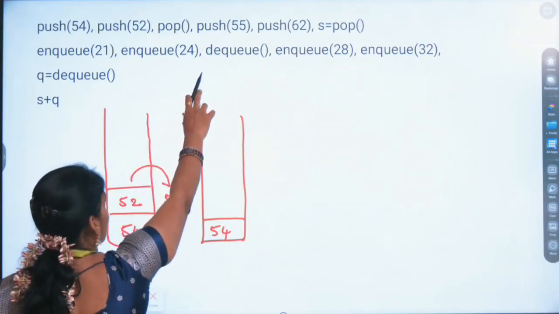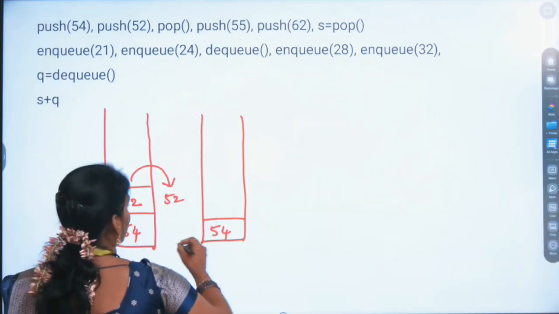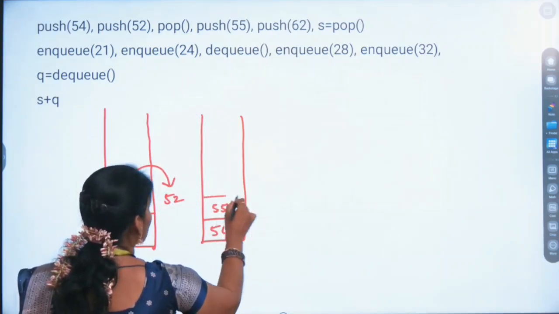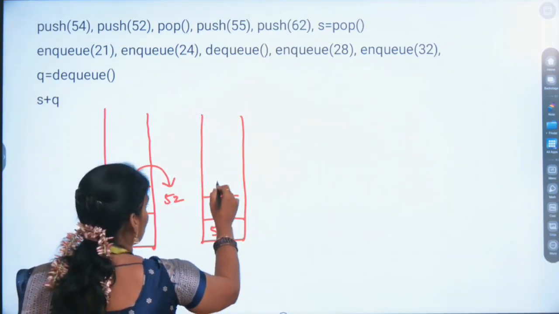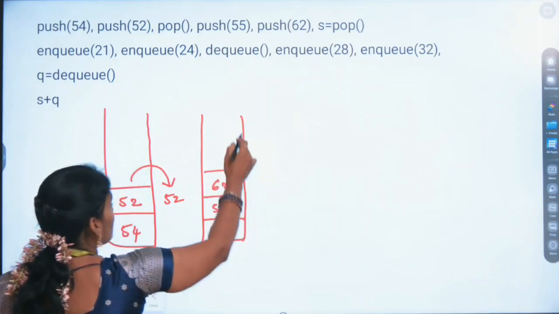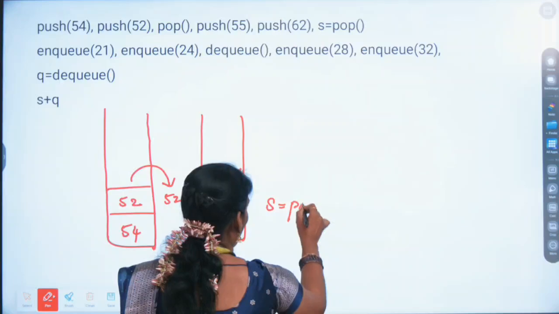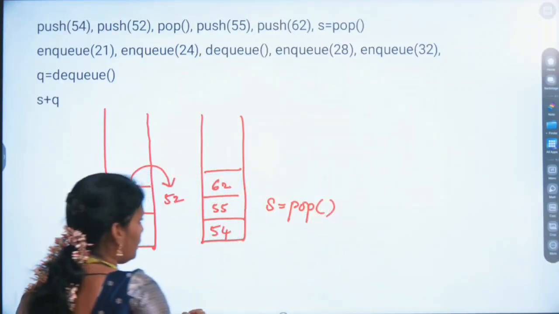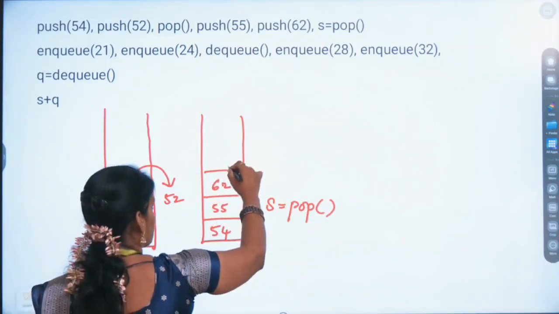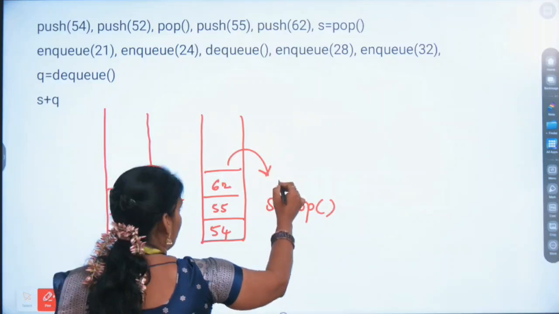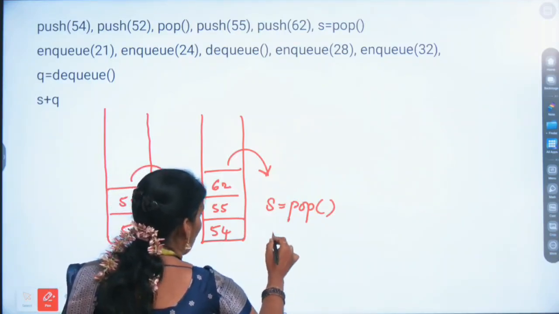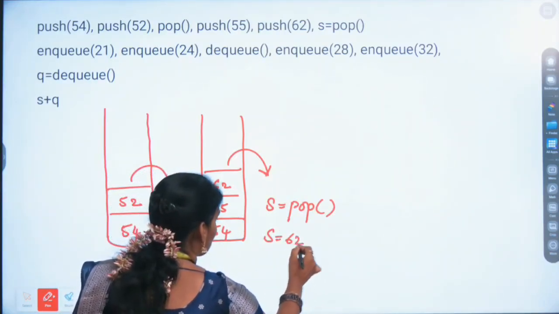Then again we have a push function. We have to push 55 into the stack. Then again push 62. Then finally we have again a pop function, S is equal to pop, which means we need to delete an element from the stack. So 62 gets deleted from the stack, so the value of S will be 62.